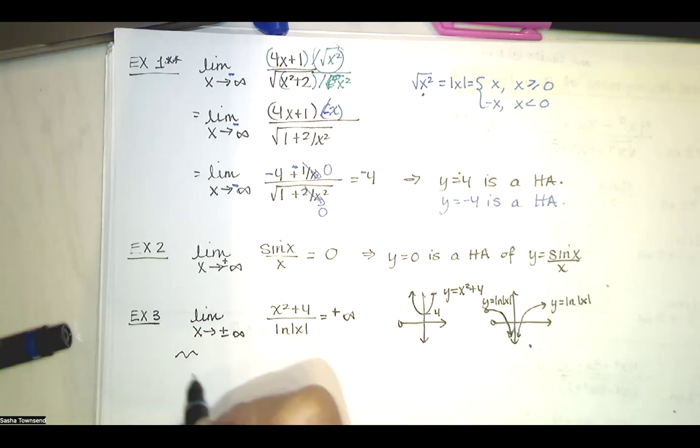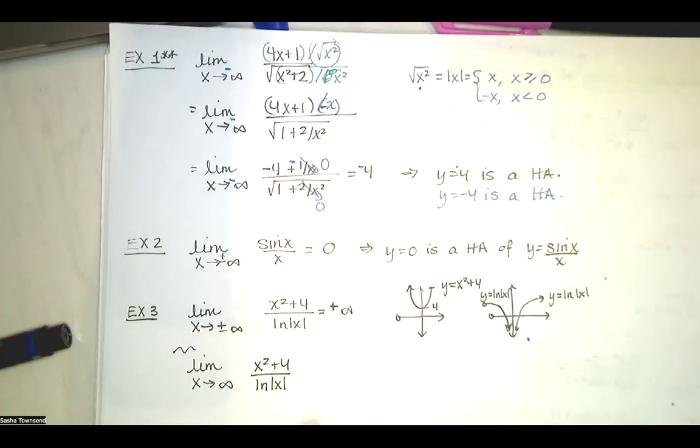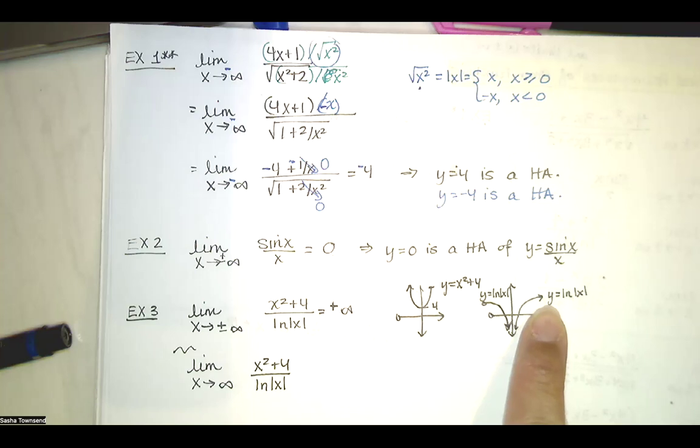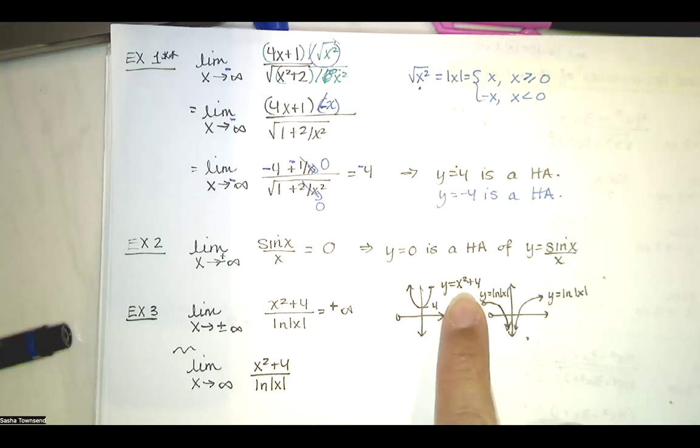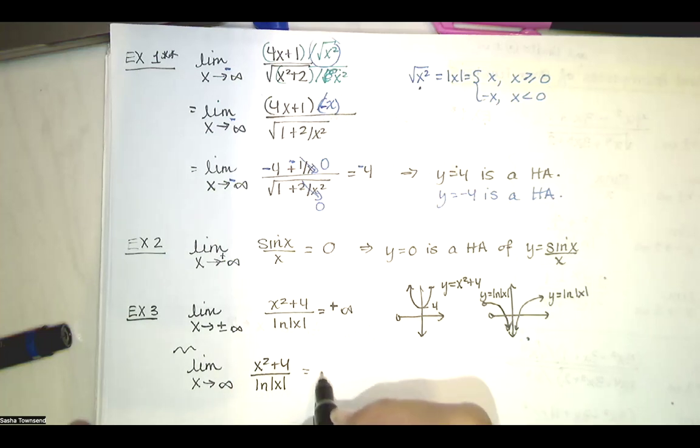Let's look at the limit as x approaches infinity first of (x squared plus 4) over natural log of x. Well, this is a very large number divided by a large number as well, but x squared is growing much faster than the natural log function. So the result should be infinity.